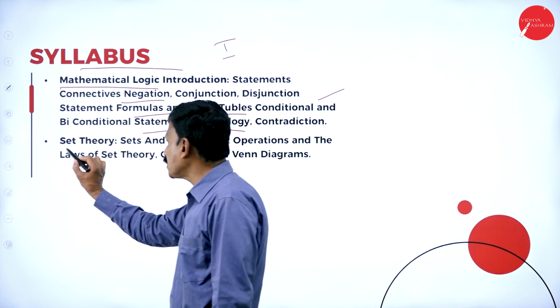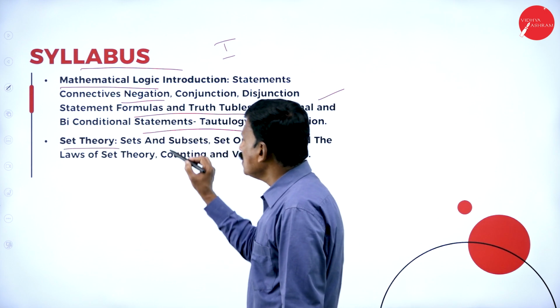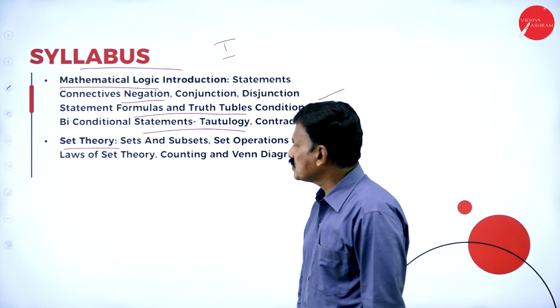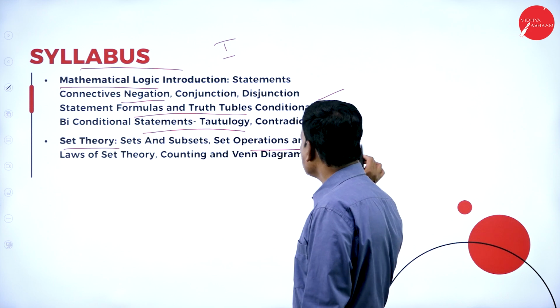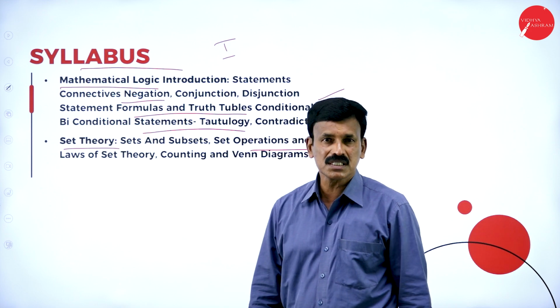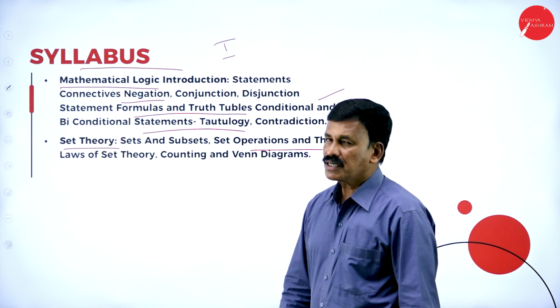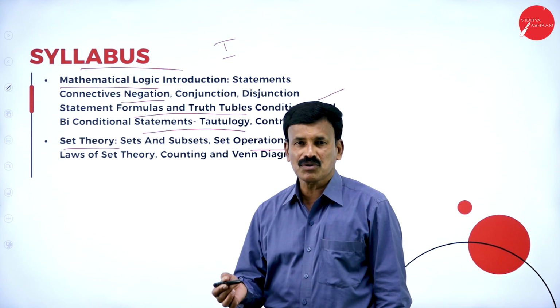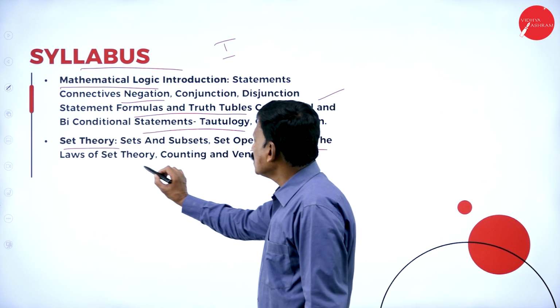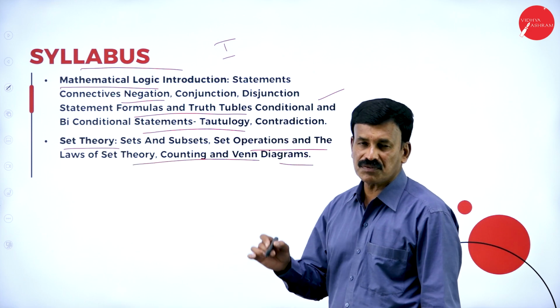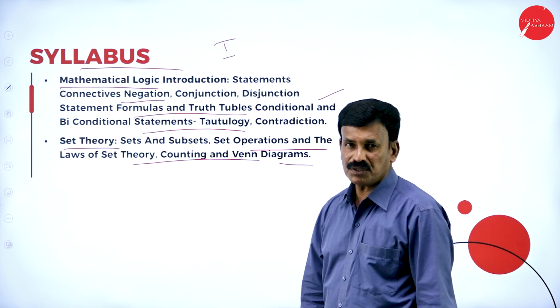Whereas in the second part of unit 1, you are going to study sets and subsets. So, the definition of a set and subset, and the operations on sets like union of sets, intersection of sets, complement of sets, difference of sets, and representing all those in a diagram called a Venn diagram. So, that is the theory of counting and the Venn diagram. These are the things which we are going to study in unit number 1.